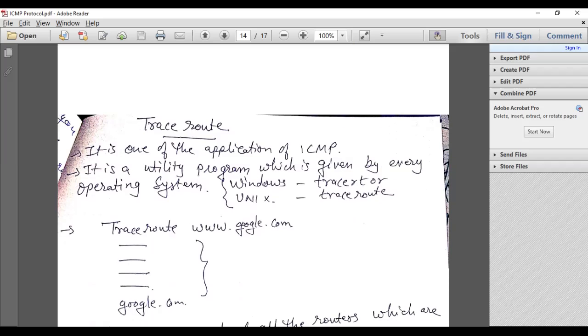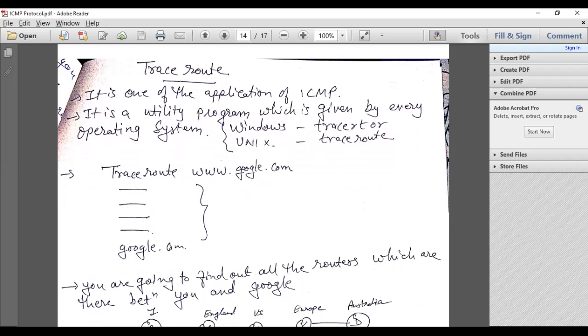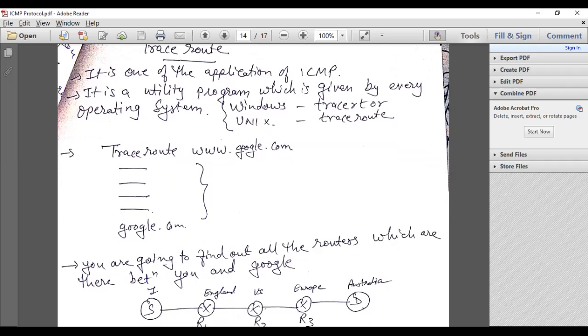So one application of ICMP we will discuss, that is Traceroute, right? It is a utility program, which is given by every operating system. Now Windows will have the tracert command, or maybe Unix and Linux will have traceroute, so you can just check it out on the system, and appropriately, different operating systems will have different versions of this type of command. So traceroute, let's say www.google.com, and when it reaches google.com, what are the various routers which are coming in between? That is the objective to be fulfilled.